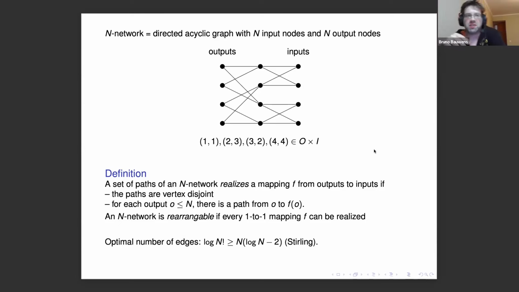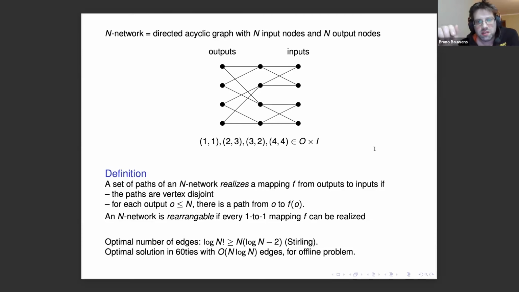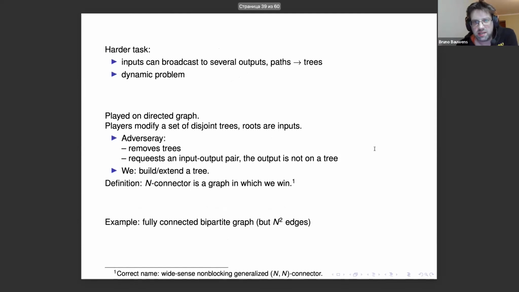And actually, the first constructions of rearrangeable networks, until the end of the 80s, followed the construction of sorting networks. And so the best construction used AKS sorting until some, yeah, the next slide shows the paper. So can you show the next slide?